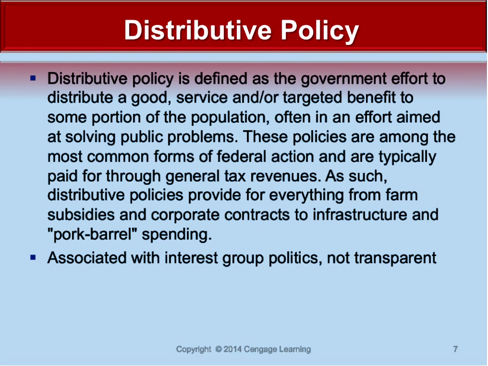Sometimes we might call these earmarks. Sometimes we might call them subsidies, as we'll see in a minute. So distributive policies are among the most common forms of federal action and are typically paid for through our tax dollars. As such, these kinds of policies provide everything from farm subsidies and corporate contracts to infrastructure and pork barrel spending, special spending often for projects that are favored by congressmen and senators.